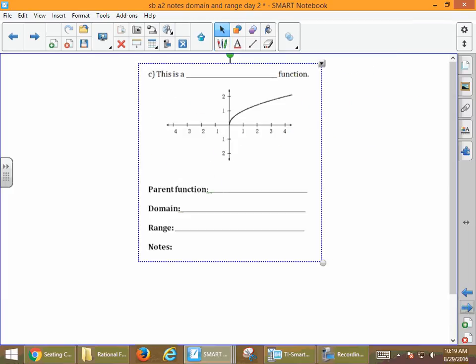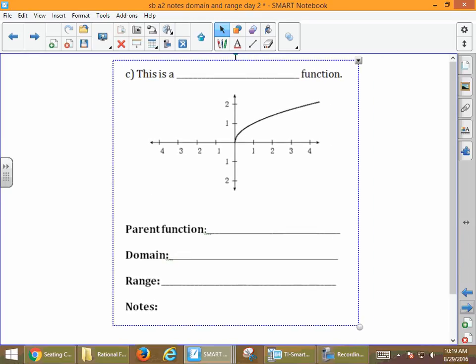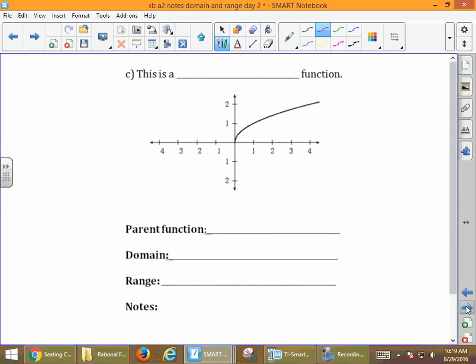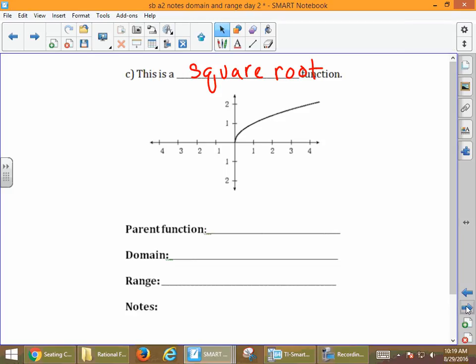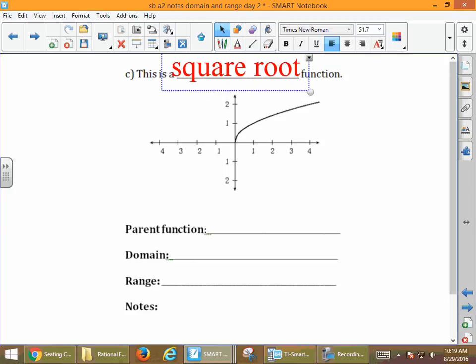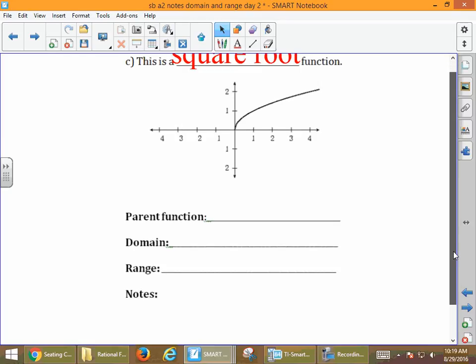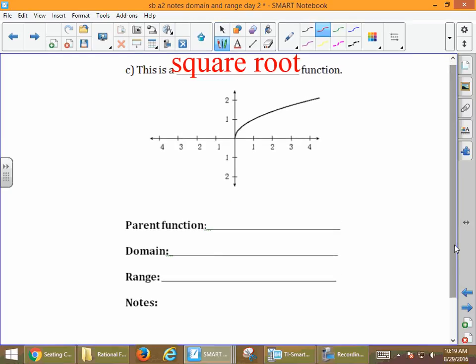Next one. This function is a square root function. And we have the parent function graphed. We can write this function as f of x equals the square root of x.